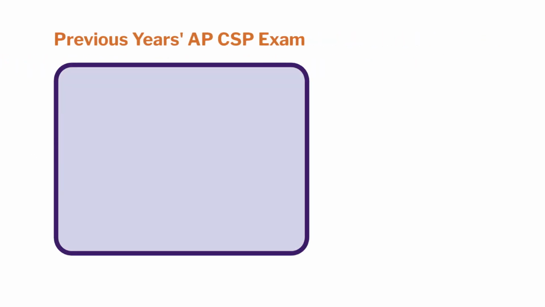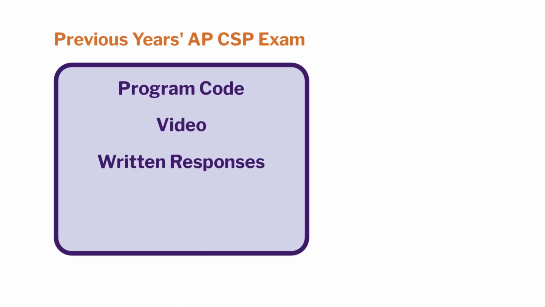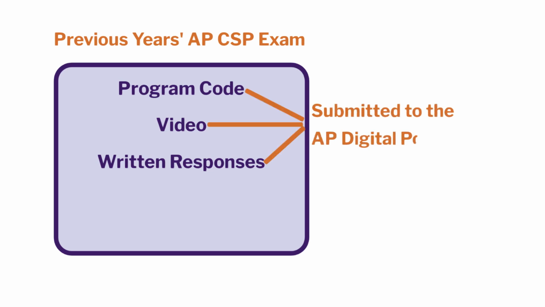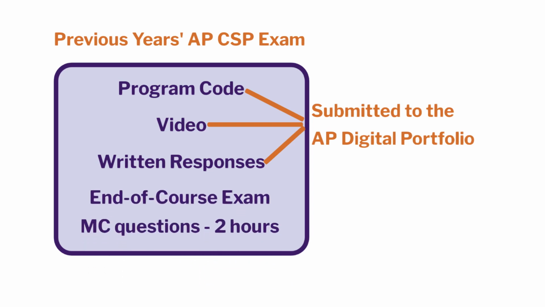The previous year's AP CSP exam consisted of a Create task completed in class that had 3 components: program code, video, and written responses. These components were submitted to the AP Digital Portfolio. There was also an end-of-course exam that consisted of 70 multiple-choice questions.